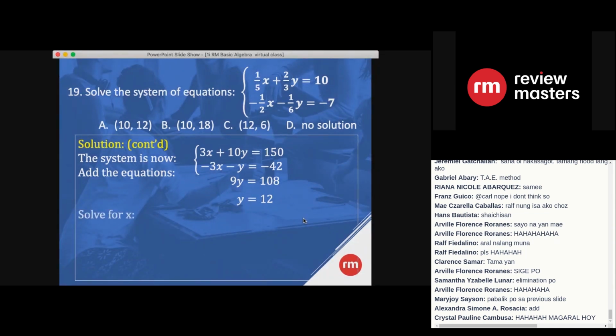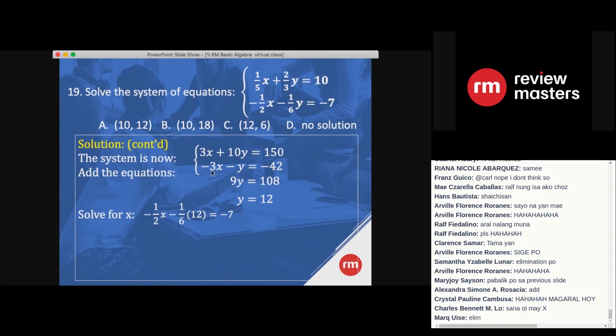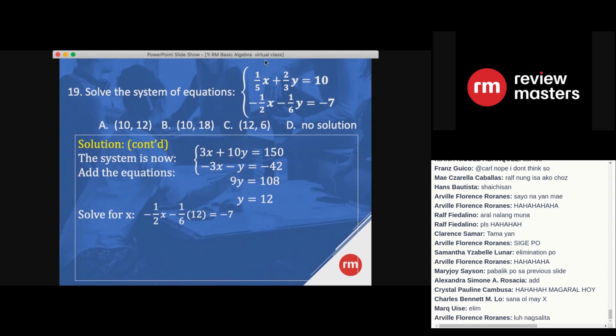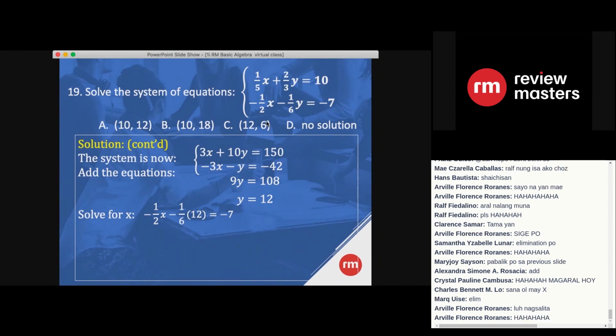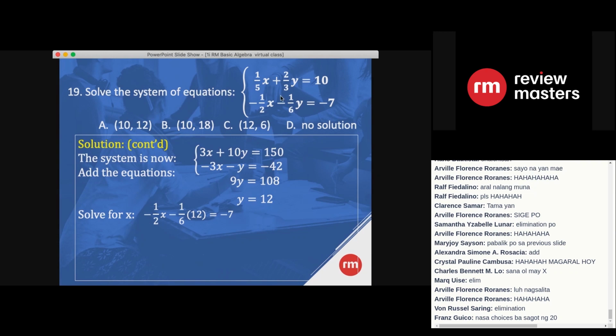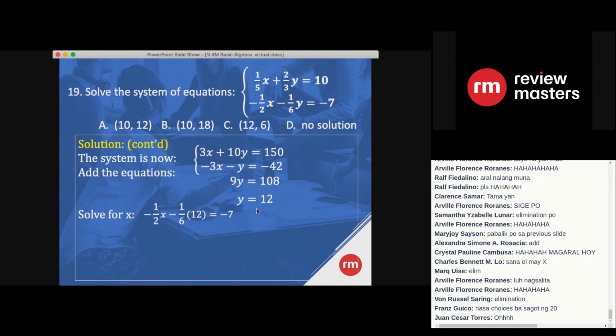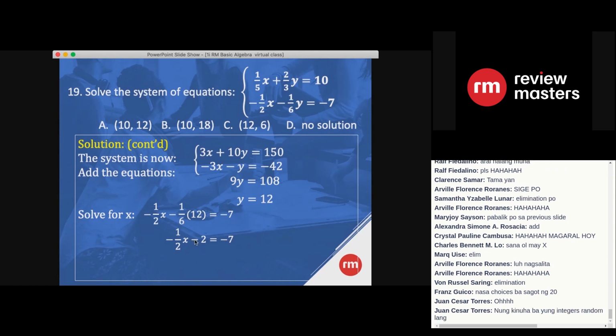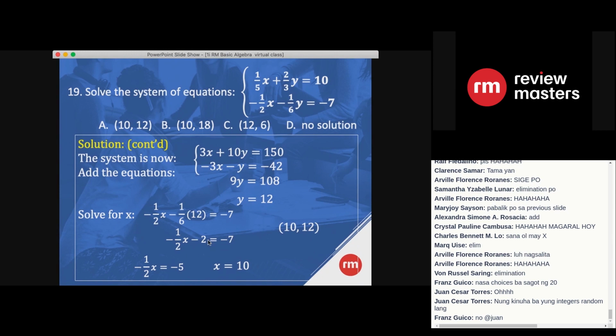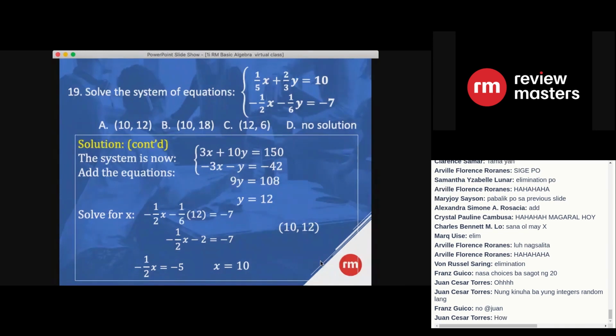Okay? Then we substitute 12 for y doon sa, actually kahit saan dito sa dalawang equations. Kaya lang, mas madaling i-substitute ang 12 dito sa second equation. So you have negative 1/2 x plus 1 over 6 times, ito yung y natin na nakuha, 12, equals negative 7. So negative 1/2 x, when you simplify that, plus 2, equals negative 7. So negative 1/2 x, transpose this, will be negative 9. So x is equal to 18. And the answer now is your x is 10 and your y is 12. Okay?